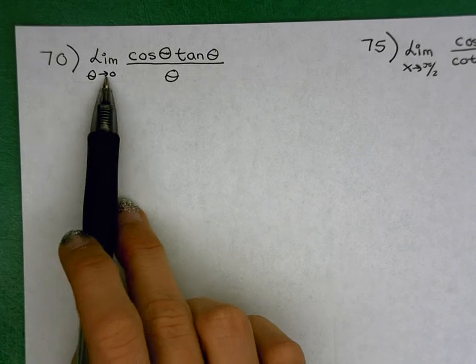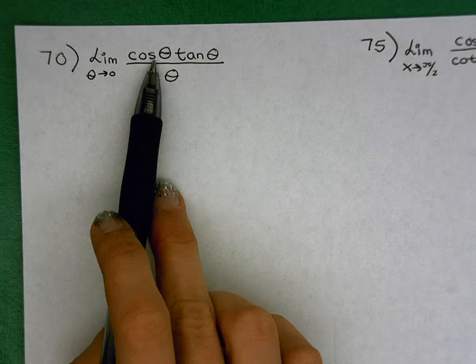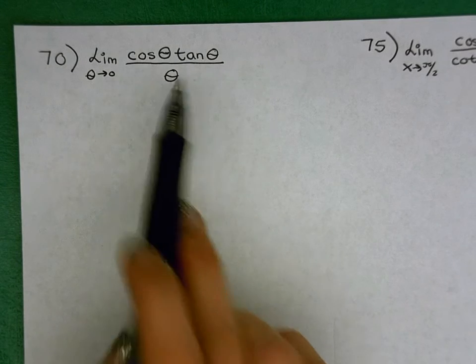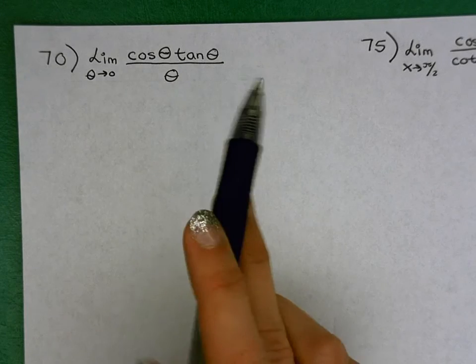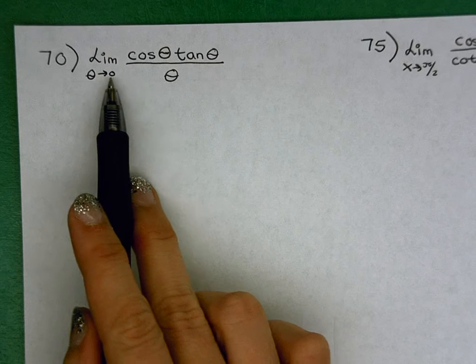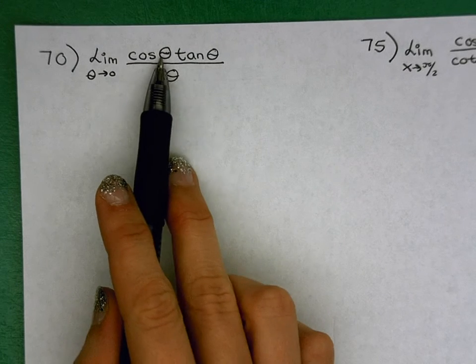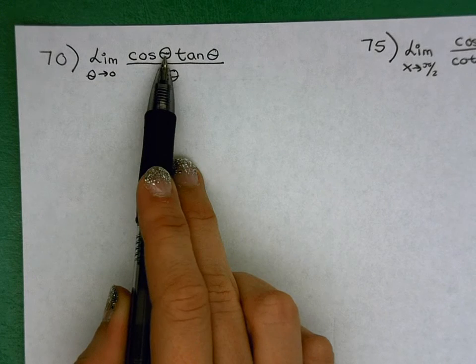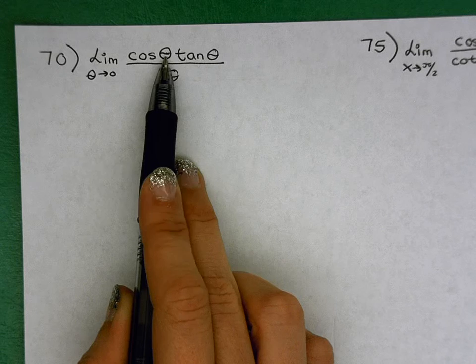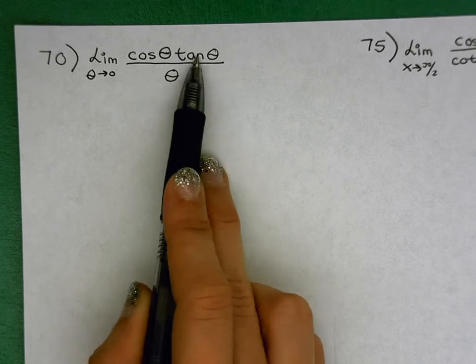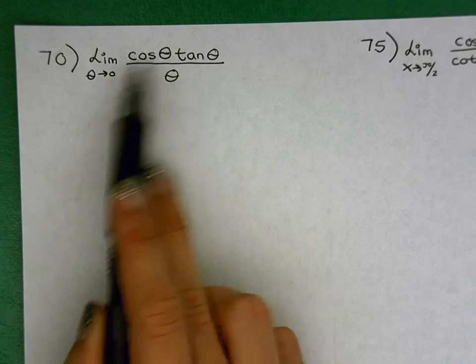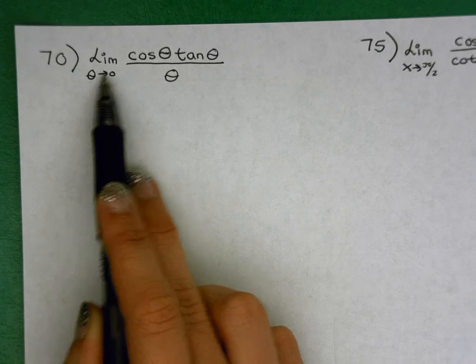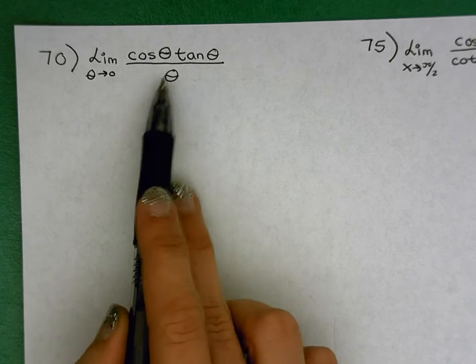The limit as theta approaches 0 of cosine theta times tangent theta all over theta. Okay. Our first step is to plug in, so I'm going to take this 0 and plug it in. When I do, cosine of 0, which is 1, times tangent of 0, which is 0, so 1 times 0 is 0, and 0 in the denominator. So when I plug in, I get 0 over 0, and we can't get that, right?